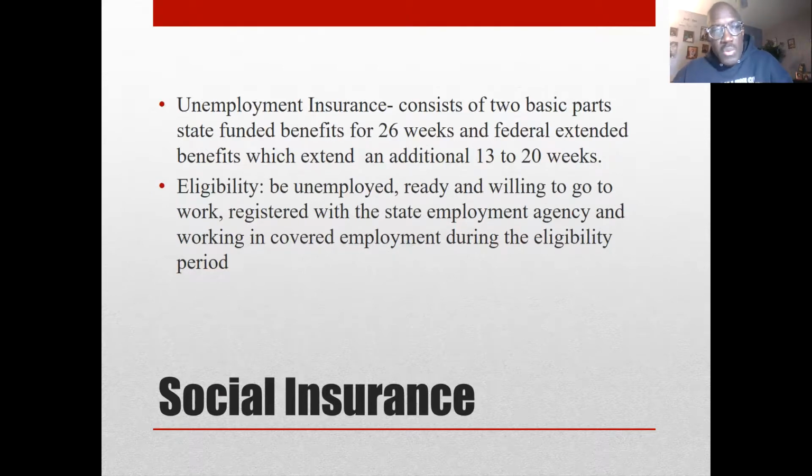So when we start to look at the other forms of social insurance, we have unemployment insurance, which basically has two parts. You've got 26 weeks of funding and federal extended funding benefits for an additional 13 to 20 weeks. It's designed for people who have lost jobs, and the eligibility is being ready to be employed, being willing to go to work, registering with a state employment agency, and making sure that you were covered during the period of eligibility. There are taxes taken out to cover unemployment compensation, and you pay in. If you end up losing your job by no fault of your own, then you would more than likely be eligible to receive those benefits to keep you afloat.